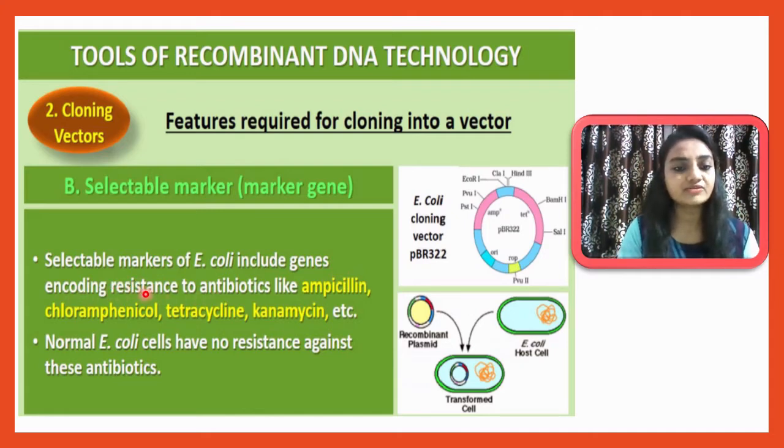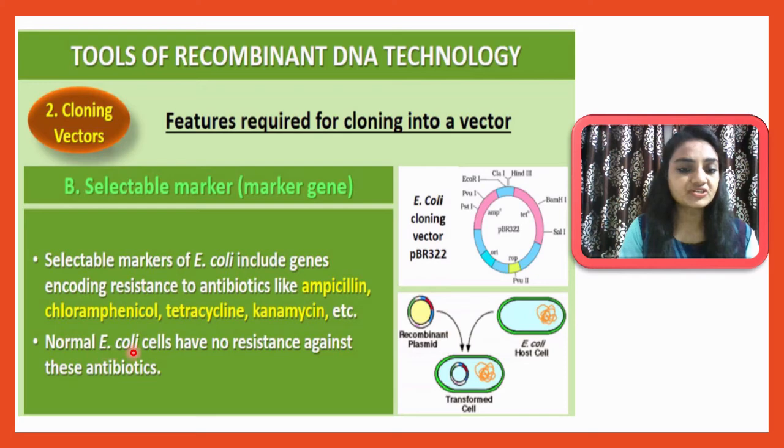Mostly antibiotic resistance genes are used, like ampicillin, chloramphenicol, tetracycline, kanamycin. These are all antibiotics. Inside the Escherichia coli we are entering the genes which are resistant to such antibiotics.